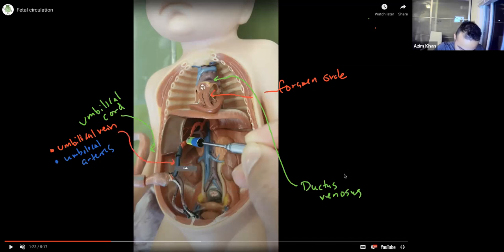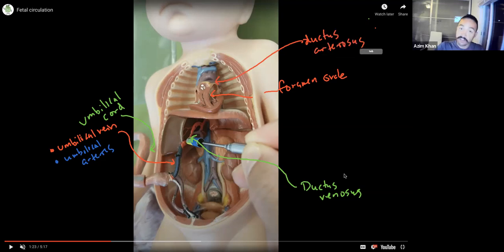Umbilical vein is here. Oh, whoops, that's not ductus venosus. I think I forgot to label ductus arteriosus. So I'm going to do that again. I may have misspoke. Excuse me. This is ductus arteriosus up here. Ductus venosus is what goes through the liver. Foramen ovale goes from right atrium to left atrium.